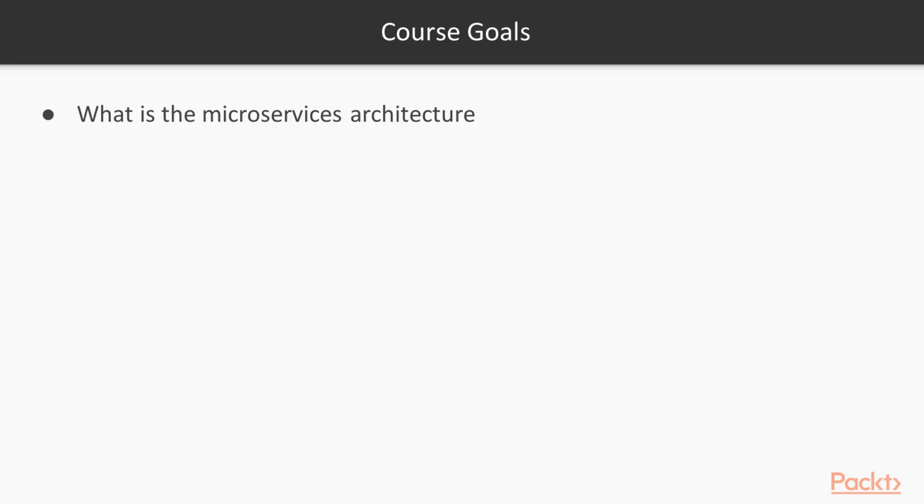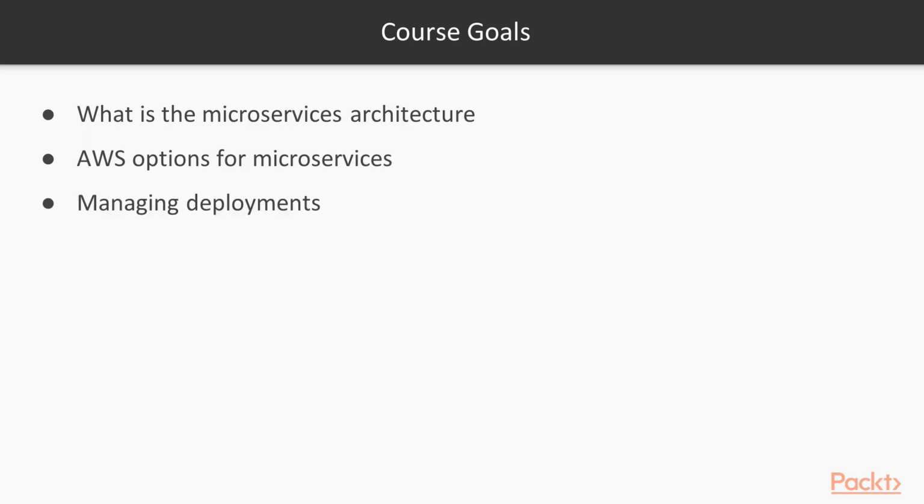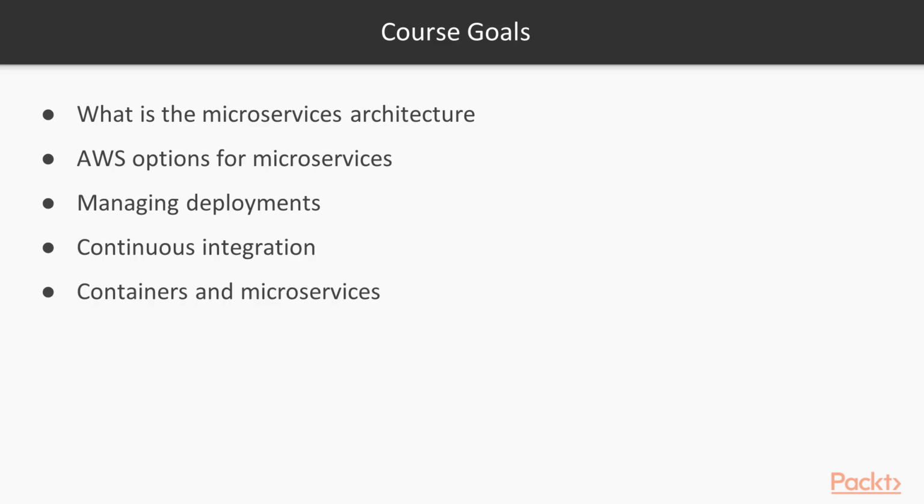So what are the course goals? So first, we're going to see what a microservices architecture is. We're going to look at the different options available from AWS for microservices. We're going to look at managing deployments, continuous integration, and then finally we look at how containers help in the entire microservices architecture.